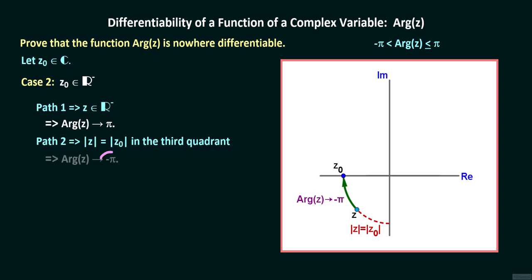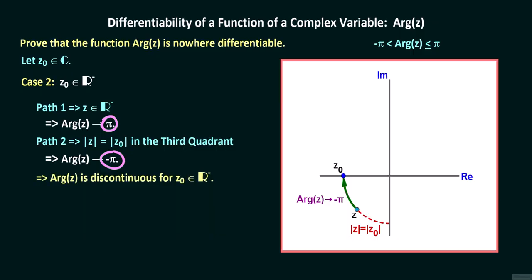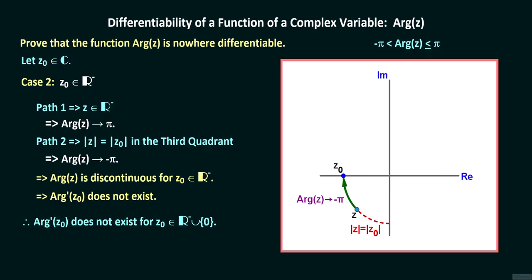And so we have two different values for the limit along two different paths, so that the principal argument function is discontinuous for negative real numbers. Therefore, the principal argument prime of z sub 0 does not exist if z sub 0 is a negative real number. Combining cases 1 and 2, we conclude that the principal argument prime of z sub 0 does not exist for negative real numbers and 0.